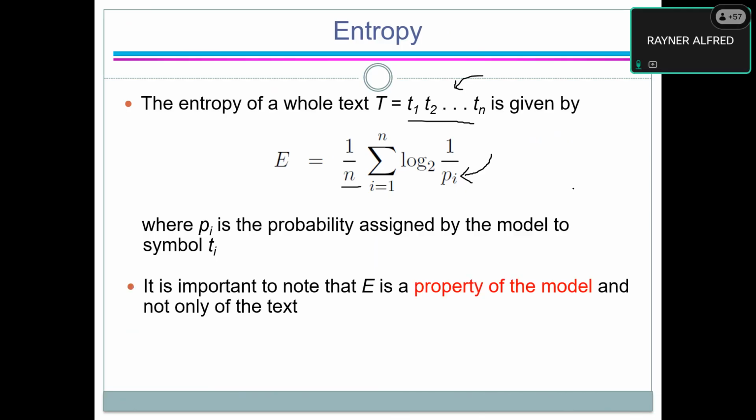It is important to note that E is a property of the model and not only of the text. What we want to say is that E is actually the model that we use in order to say how much information we can get from a certain term. Okay, so this is the model that we use.